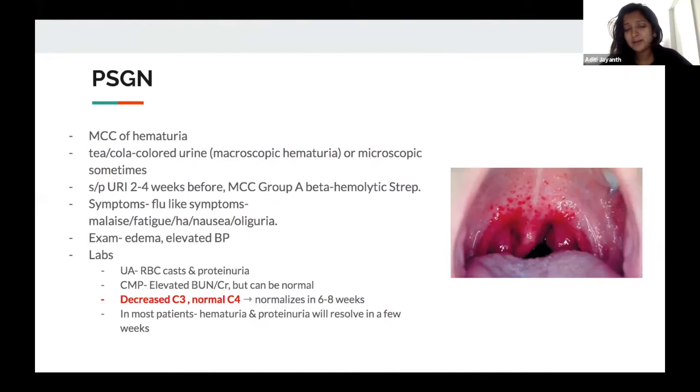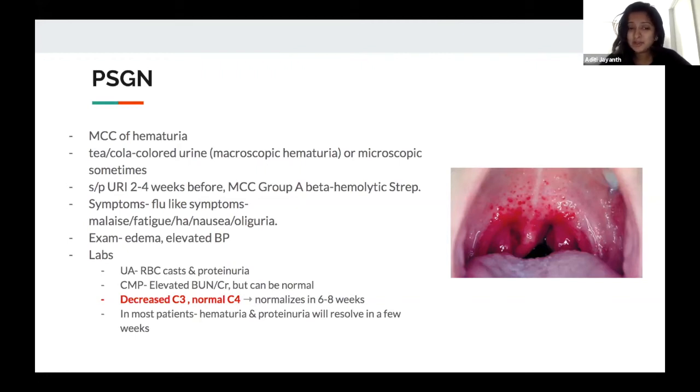Elevated BUN and creatinine can be normal. You're probably not going to get this without having an abnormal urine in the first place, so definitely remember to think about it based on your urine. Then you can consider getting complement levels. Usually these can normalize in 6 to 8 weeks, so depending on when they're presenting, especially if they've had a skin infection, they may not be abnormal, but that doesn't necessarily rule out the diagnosis.